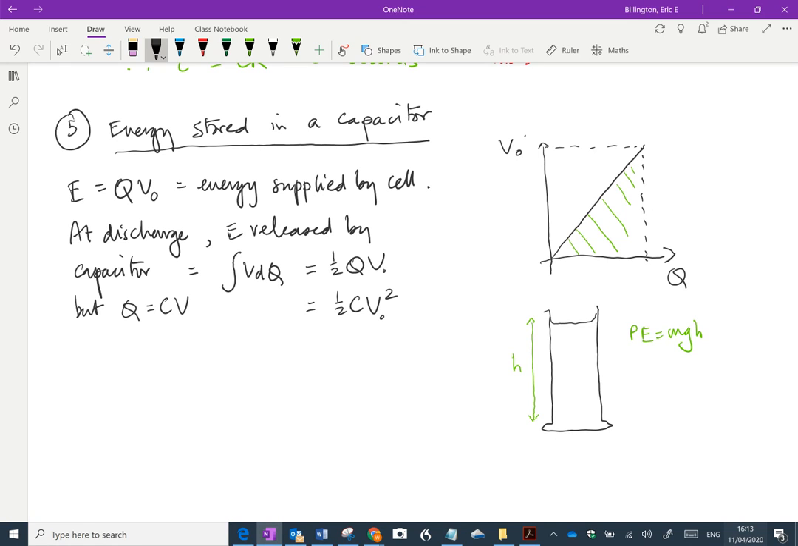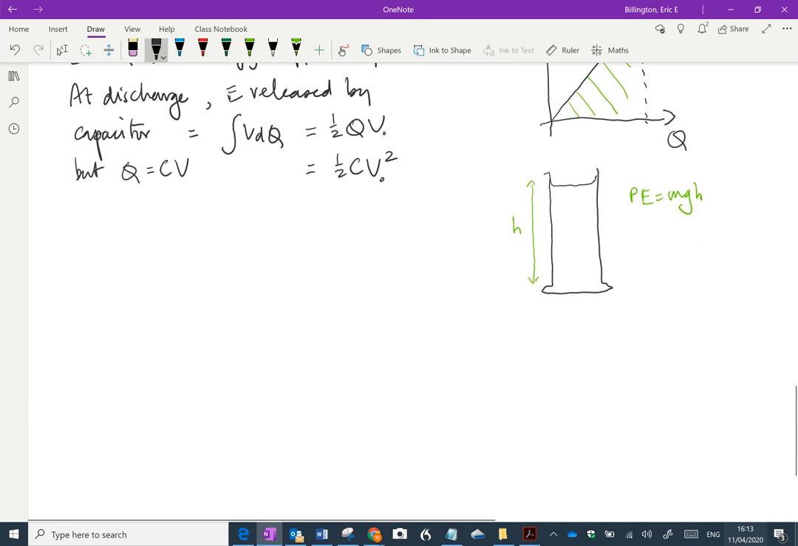V is the voltage of the battery, and as time goes by, the voltage will reduce, and as a result, instead of the energy given back from the discharge being QV, it's only a half QV.